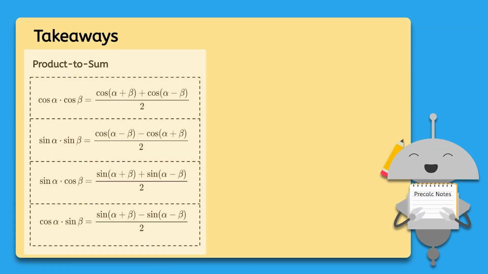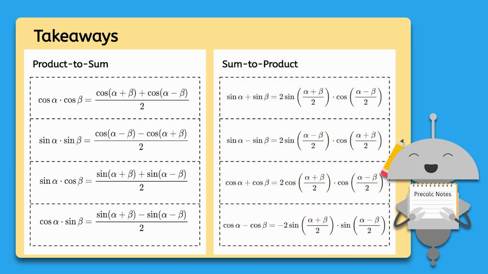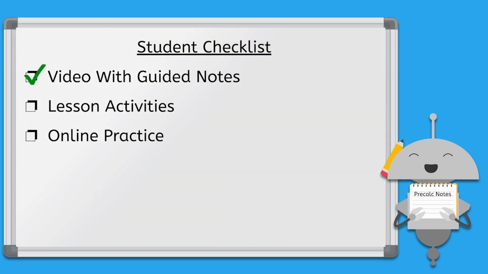Today we covered the product to sum and sum to product identities, which you should have recorded on your reference sheet. We also used these identities to solve problems and verify identities. Be sure to keep your reference sheet handy as you complete the lesson activities and online practice.